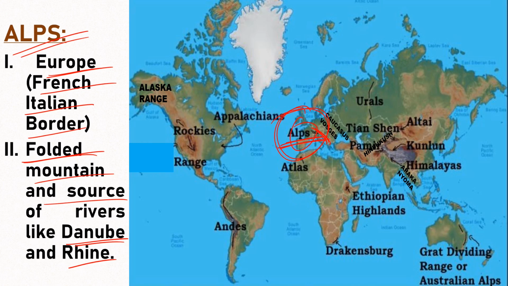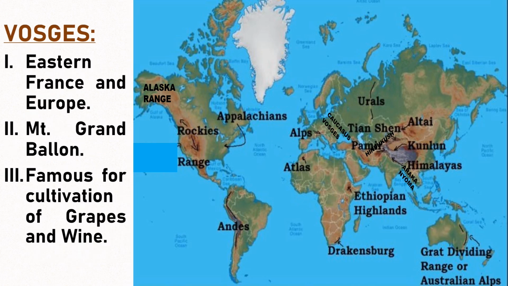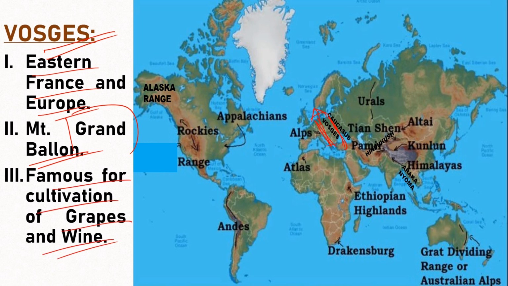All right. Another important mountain range in Europe is the Vosges. It's located here, as you can see on the map. Eastern France and Europe is the exact location of this Vosges mountain range. Mount Grand Ballon is the highest mountain peak on this mountain range. It's famous for cultivation of grapes and wine. That's why this mountain range becomes important for your exams.